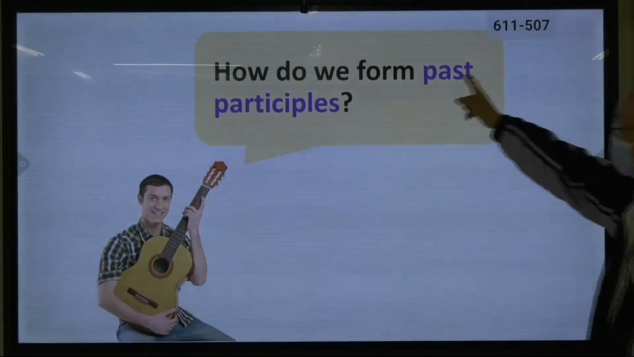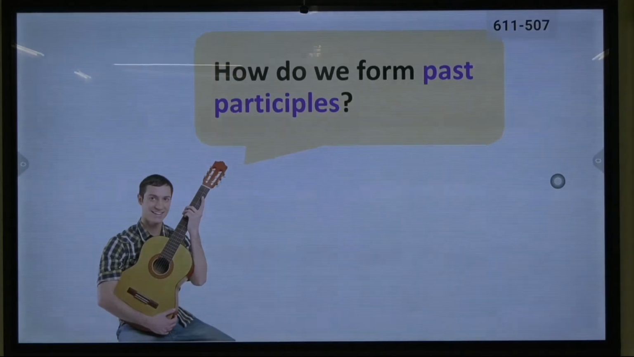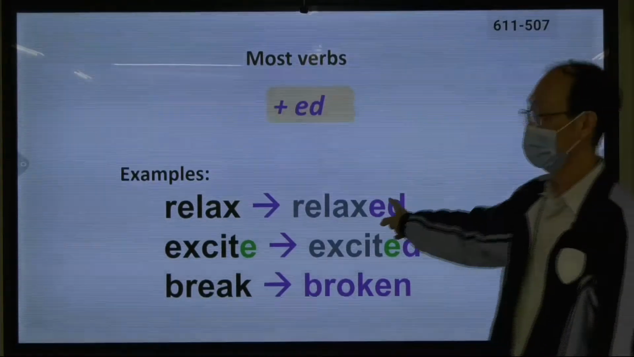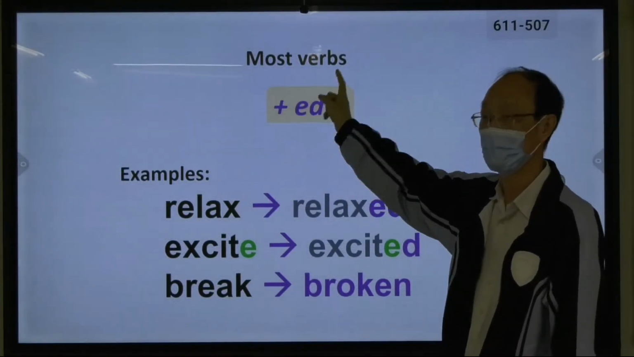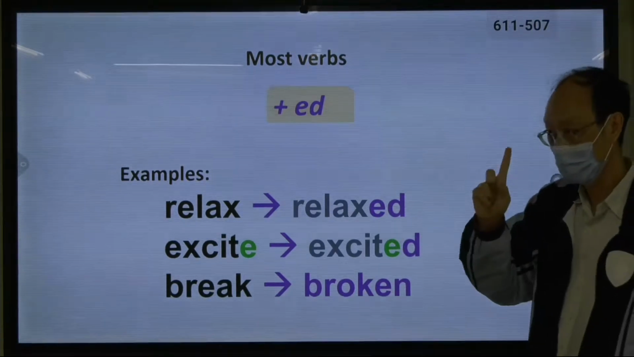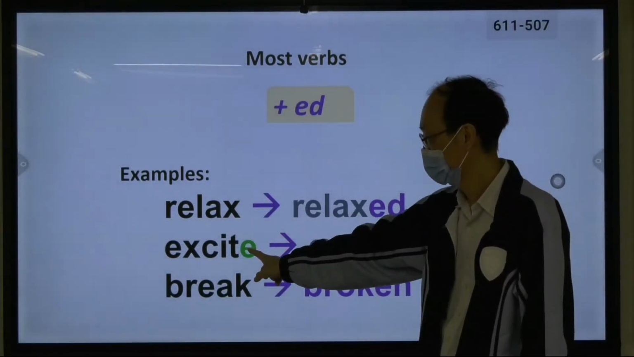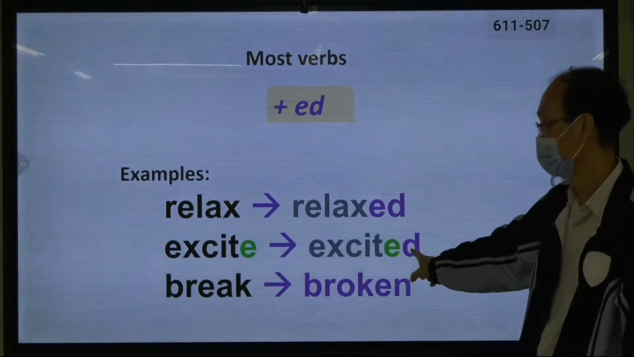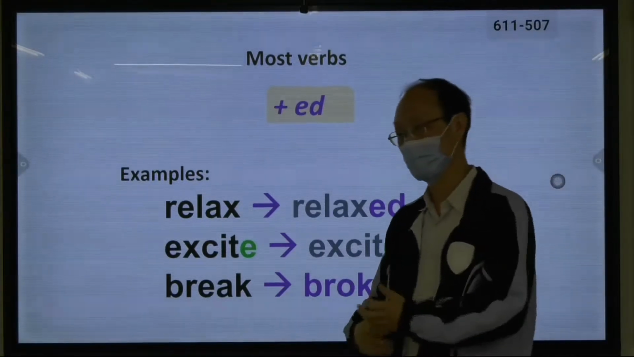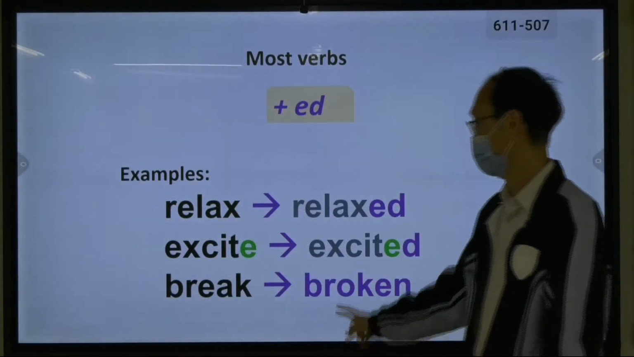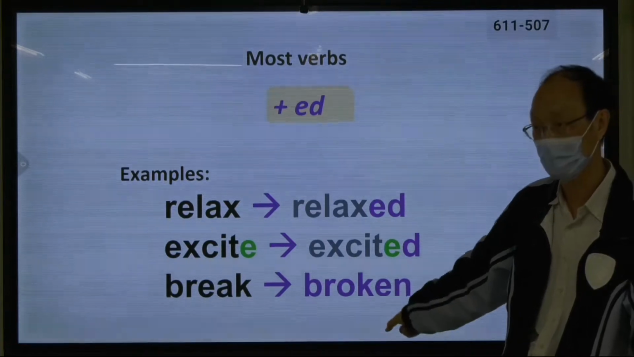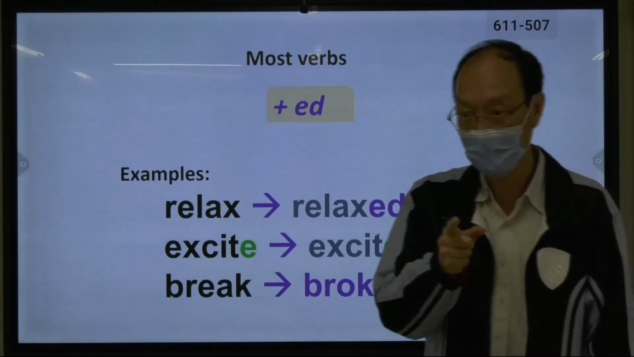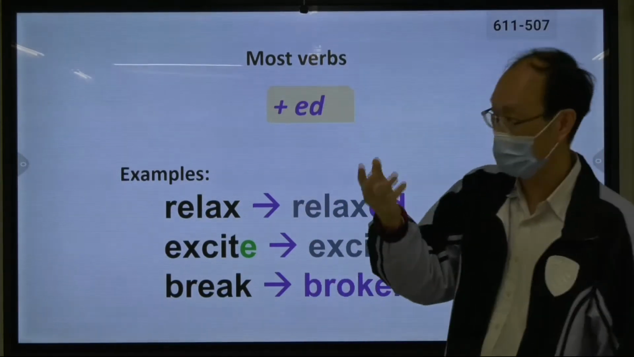How do we form the past participle? We should add ed. Most words we add ed. But remember, sometimes we have e at the end of the word, so we just put down d. Or sometimes we have to change the whole word, break, and become broken. And that's what I want to say. Remember, don't give up. And now I will pass my lesson to Ms. Long.